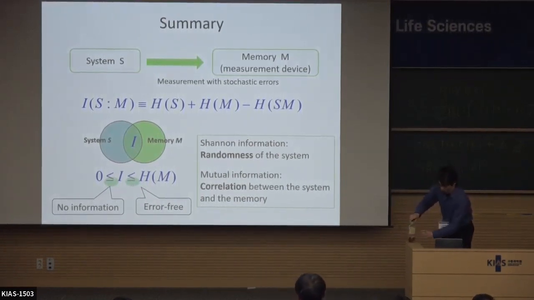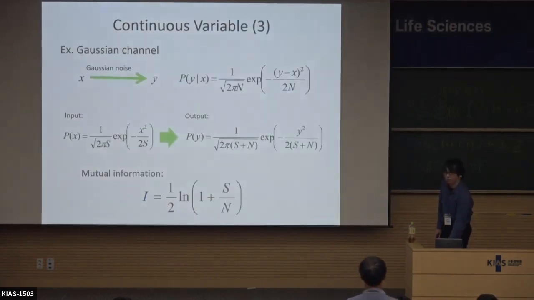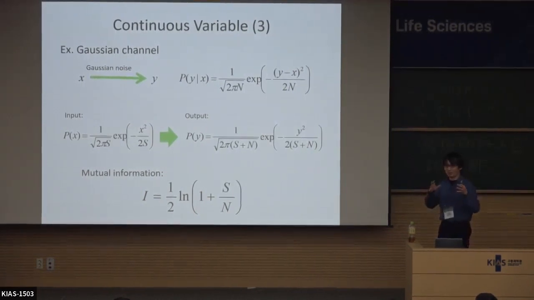In the previous slide, can you explain again why the variance of y is the sum of the variance of x and the noise, so S plus N, for the output? You mean why is it true? The intuitive meaning is just that you have some system's distribution, and you have some additional noise distribution, and the output is just the sum of them. But you can confirm this by some calculation, of course.